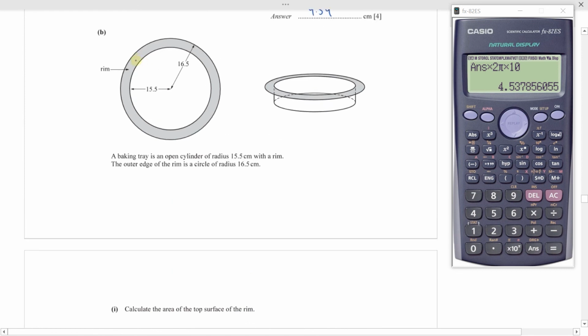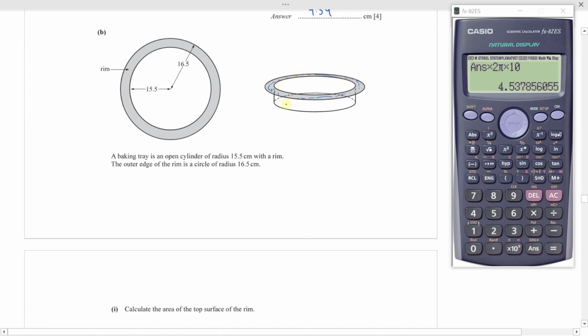So the top surface of the rim is basically this shaded area, because this part is hollow. If you look at this top part, there's nothing on the top here, as this is the opening of this baking tray. So the only area of the top rim is this shaded area here.